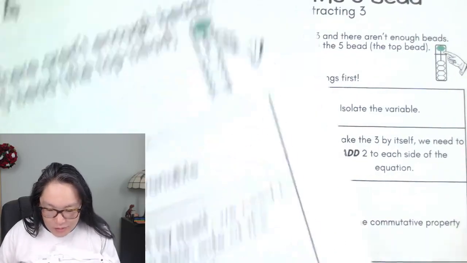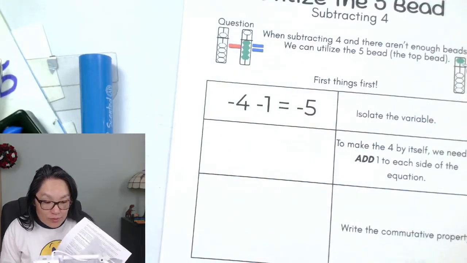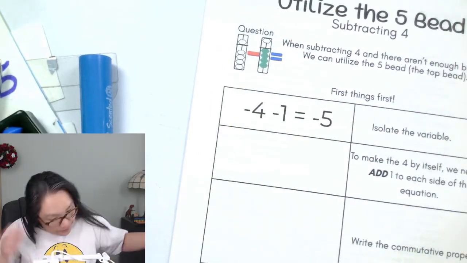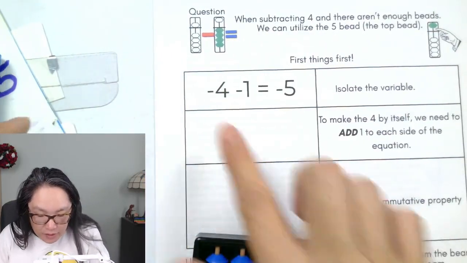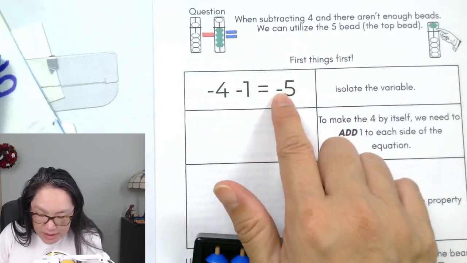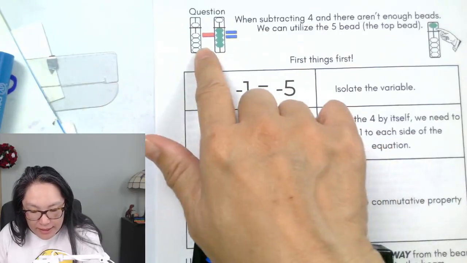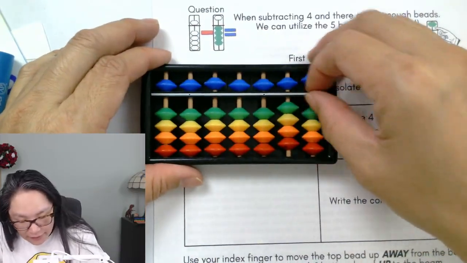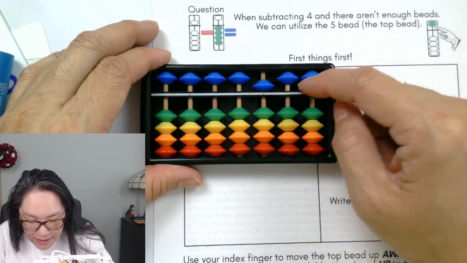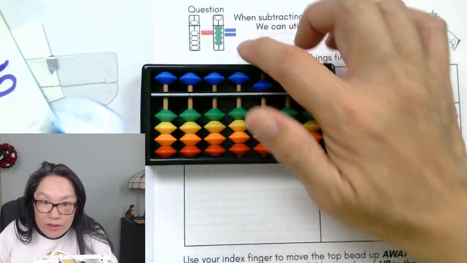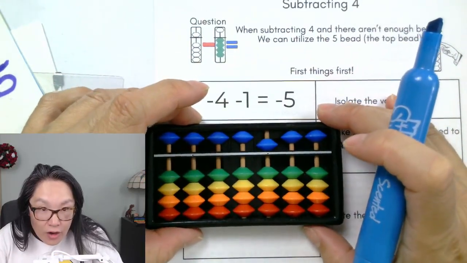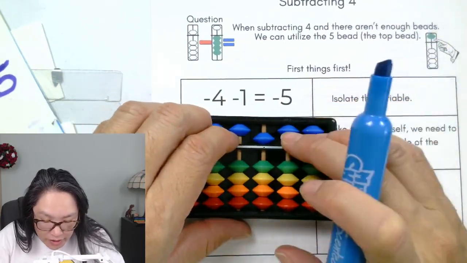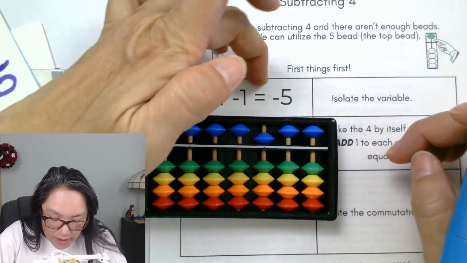All right. So we're going to do 4, and then after 4, we'll do 3, and then we'll go backwards. But now what we're doing is subtracting. Subtracting is the same, but we have to do it this way. The reason is there's a minus here. And again, what is the question? The question is 5. If I have 5 and I want to take away 4, there's not enough beads to take away the 4. So what are we going to do? Well, we have our equation, our addition expression: minus 4 minus 1 equals minus 5.